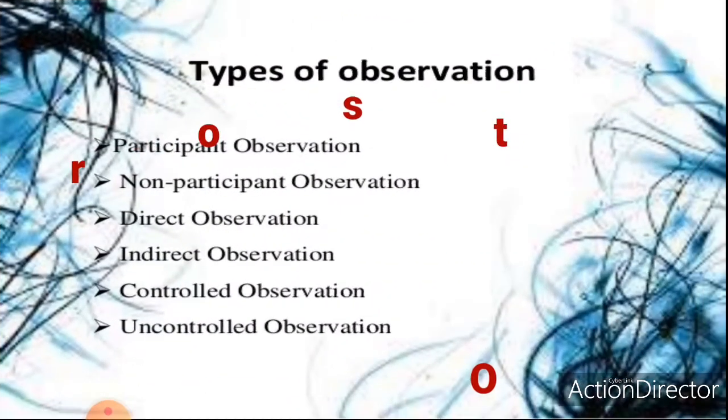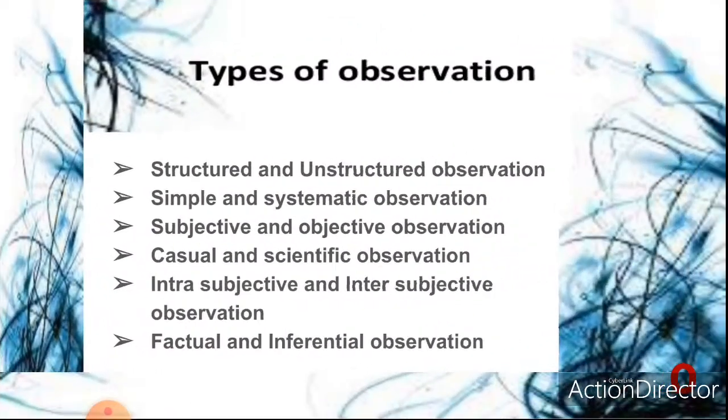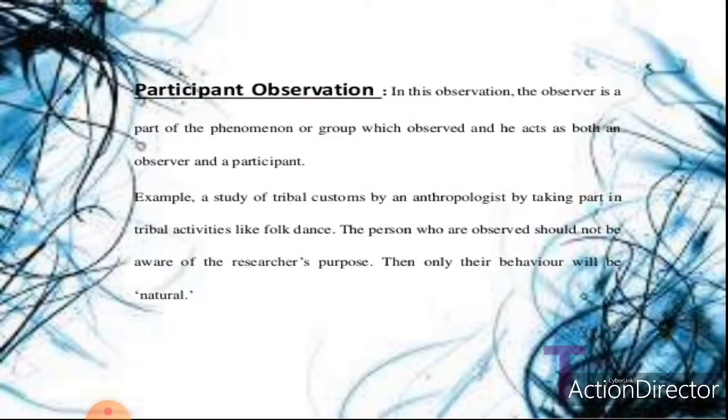Now we can discuss important types of observations. So observation may be participant and non-participant observation, direct and indirect observation, controlled and uncontrolled observation, structured and unstructured observation, simple and systematic observation, subjective and objective observation, casual and scientific observation, intrasubjective and intersubjective observation, factual and inferential observation. So, now we can discuss each type in detail. First one is participant and non-participant observation.